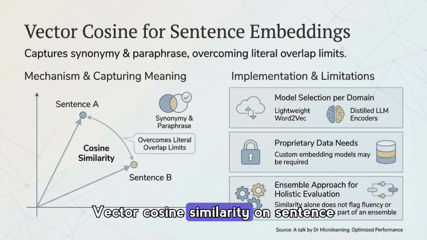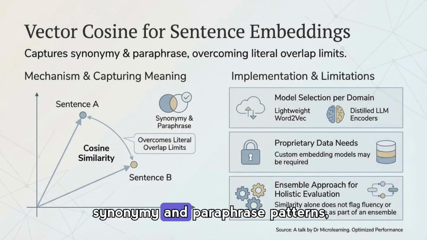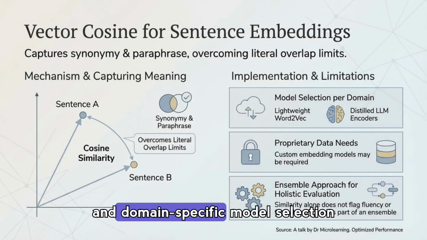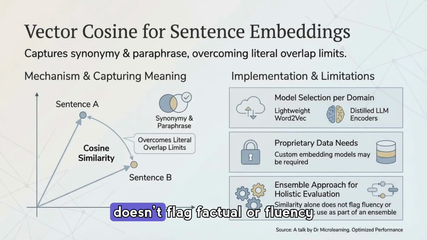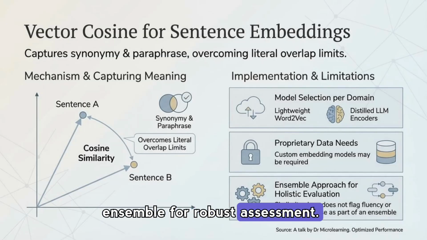Vector cosine similarity on sentence embeddings helps overcome literal overlap limits by capturing synonymy and paraphrase patterns, making it useful for semantic matching. Implementation choices and domain-specific model selection matter, and because similarity alone doesn't flag factual or fluency errors, it's best used as part of an ensemble for robust assessment.